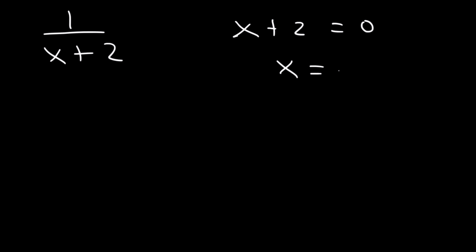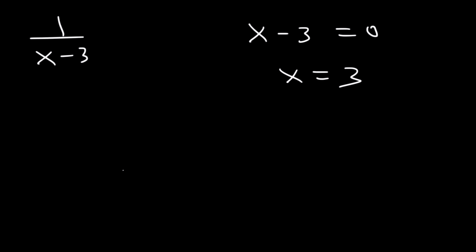Now let's talk about how to find the vertical asymptote of a function. So let's say we have the function 1 over x plus 2. What is the vertical asymptote? To find it, set the denominator equal to 0. So the vertical asymptote is going to be x equals negative 2. So let's try some more examples. What is the vertical asymptote in this case? If we set x minus 3 equal to 0, the vertical asymptote is x equals 3.